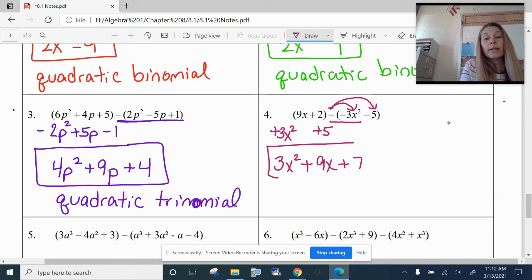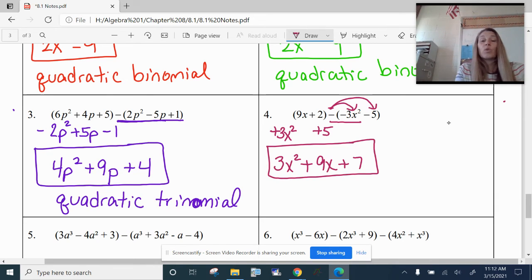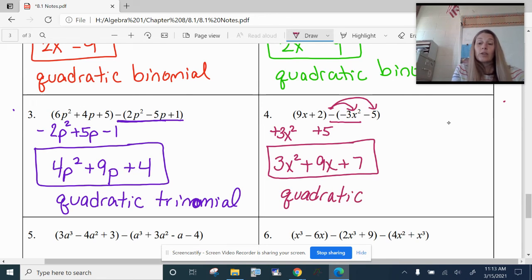But notice I put my answer in standard form. The x squared term came first, followed by the x term, followed by the constant. Again, my exponent here is going to make this quadratic because it's a 2. And it is a trinomial because there are the 3 terms there.